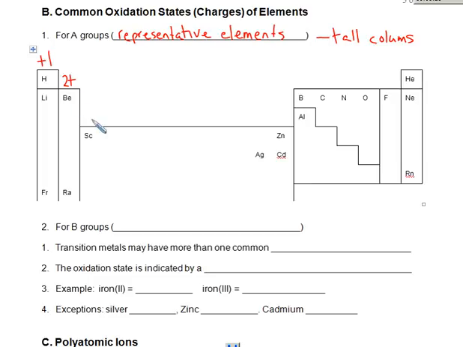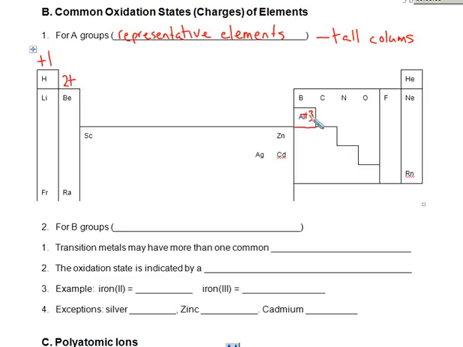Now we're going to skip way over here. These are the transition metals, and we're going to go to the next representative element column, and that's headed by boron. Boron is a nonmetal, so nonmetals do not take on charges. However, aluminum is a metal, and aluminum takes on a +3. Now, notice we've gone across tall column, tall column, tall column, and it's 1, 2, 3.